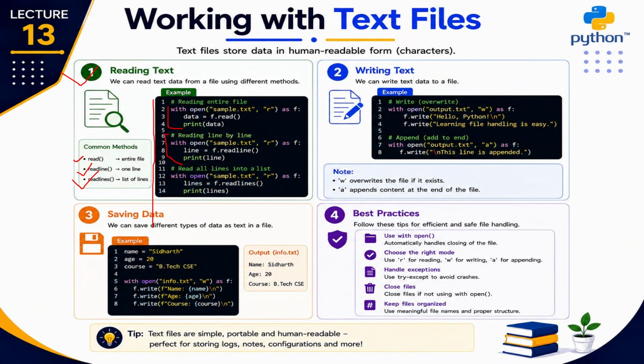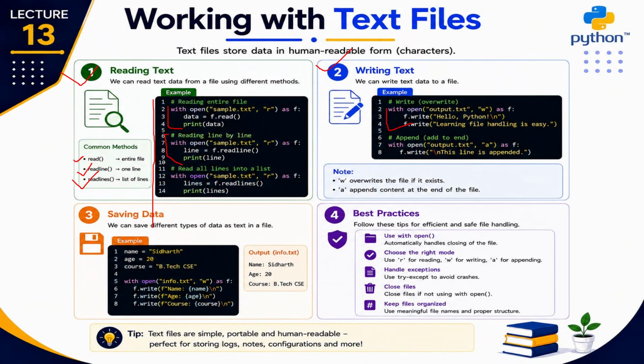Now let's see how to write text data into a file. So we can use the w mode with open, you can see this code. Here the w mode opens the file for writing. If the file already exists, its previous content will be overwritten. If we want to add new content without removing the existing content, we use append mode, or a.